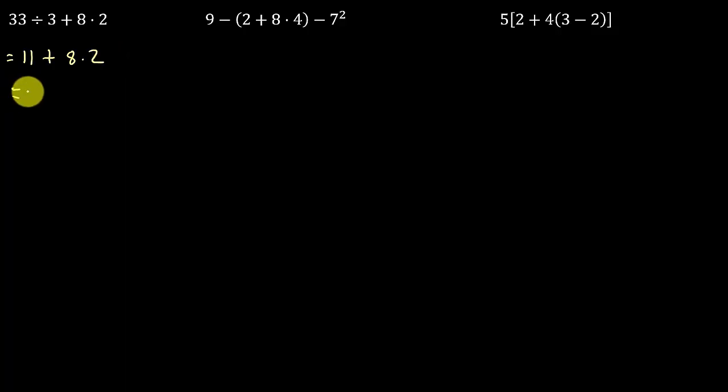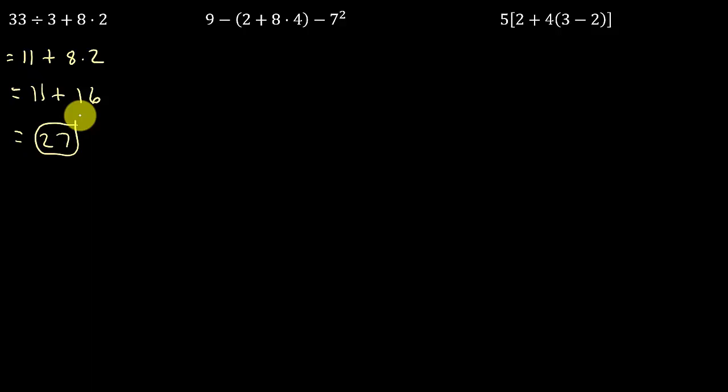All right, so now we've got 11 plus 8 times 2. Well, I've got to do this multiplication first. So I get 11 plus, and 8 times 2 is 16. And now I can add the 2. 11 plus 16 is 27. All right, so what about the next one?